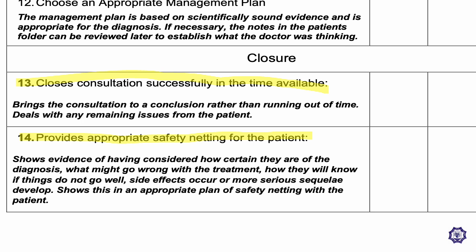Number 14 says provides appropriate safety netting for the patient. So a way that the person can contact them, or a service if there is an emergency where they can go to, or if they need to see the doctor before the next appointment, how they can approach that, or if there are complications or they need to get more information about a problem where they can seek. So this is a skill that we want the resident doctor to show.